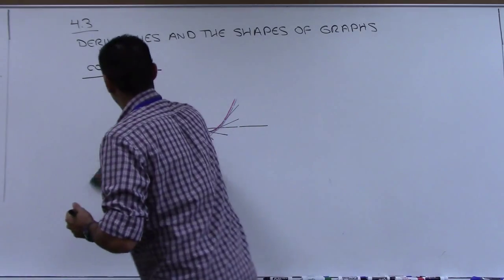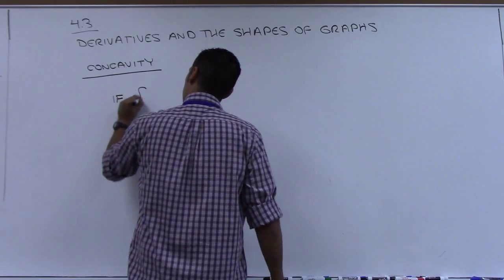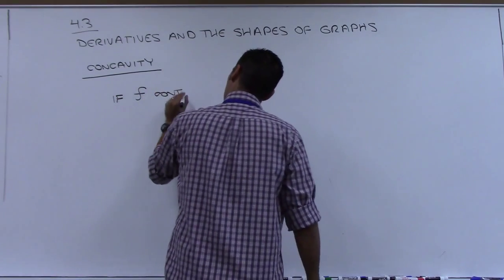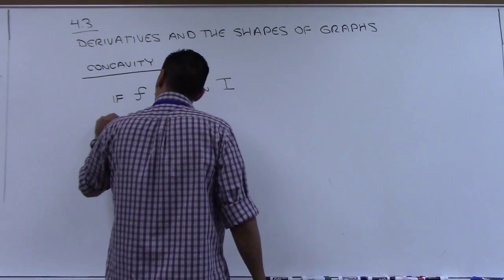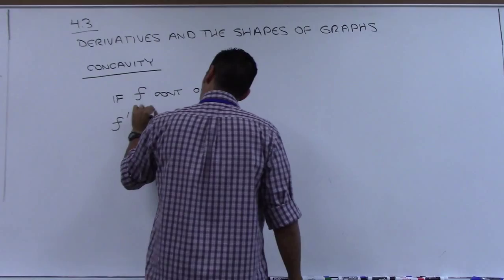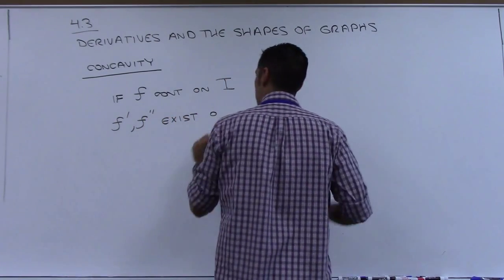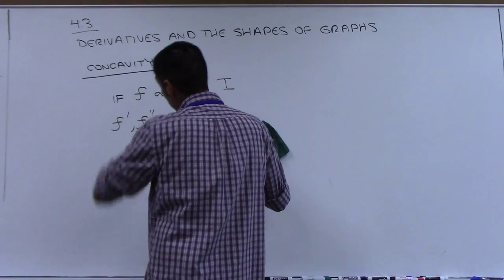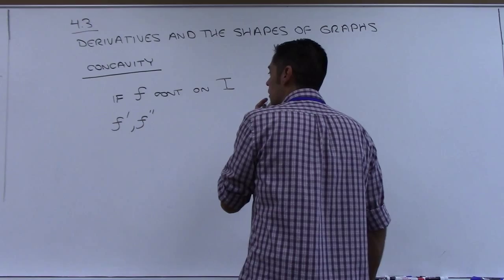If f is continuous on an interval I, f prime and f double prime exist. Hold on, I don't have to have the existence.